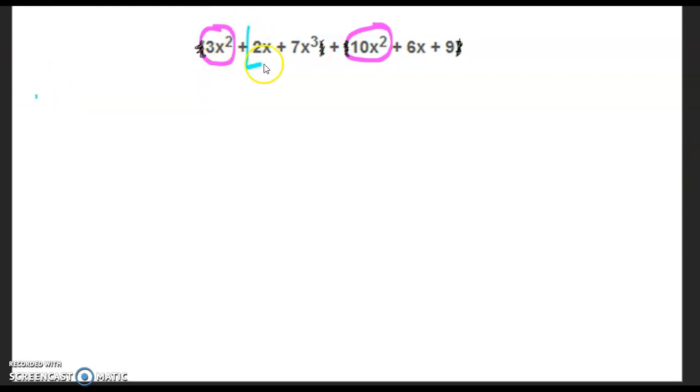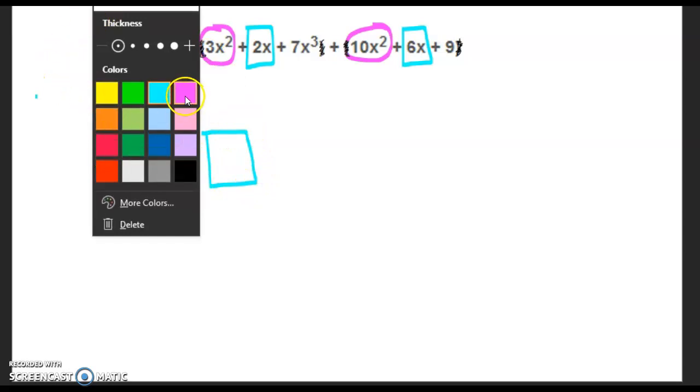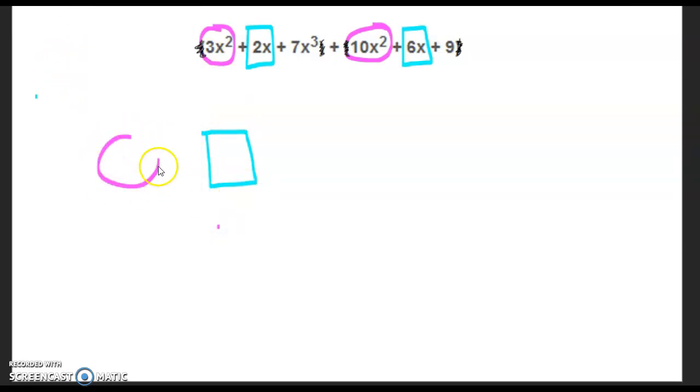So now let's do the next one, 2x. So again, I have to go down the list and see if there's anything with just an x. Well, this one won't work. That's an x cubed, but this one will. That 6x you can combine. All right, so I know I'm going to do a square at some point, and I forgot to put my little pink circle. All right, I'm going to pick another color. Let's do yellow. So now I'm going to put my 7x cubed in here.